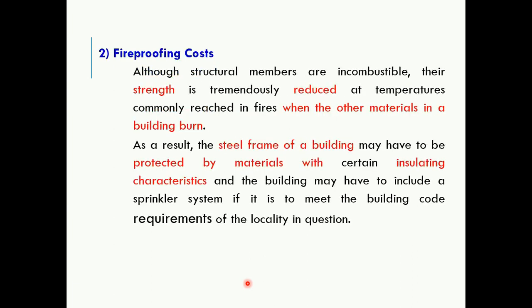And also fireproofing costs. Although structure members are incombustible, their strength is reduced at temperatures commonly reached in fires. As a result, the steel frame must be protected by material with certain insulating characteristics. For example, sprinkler system, and to meet the building code requirement of the locality.